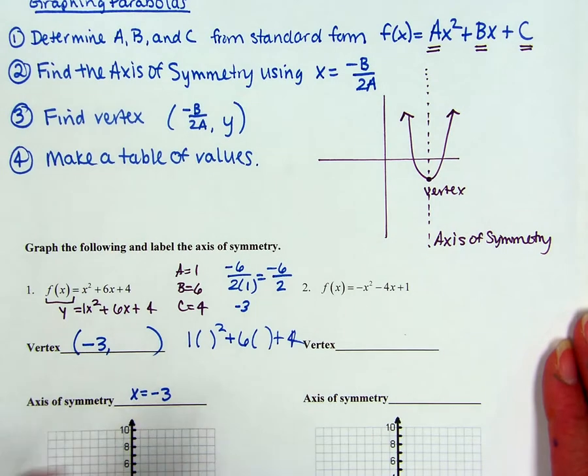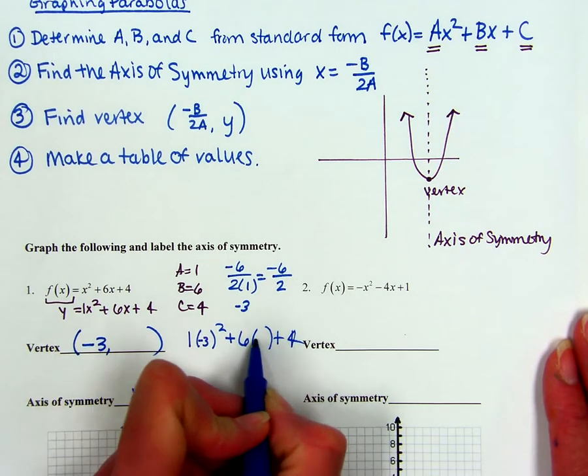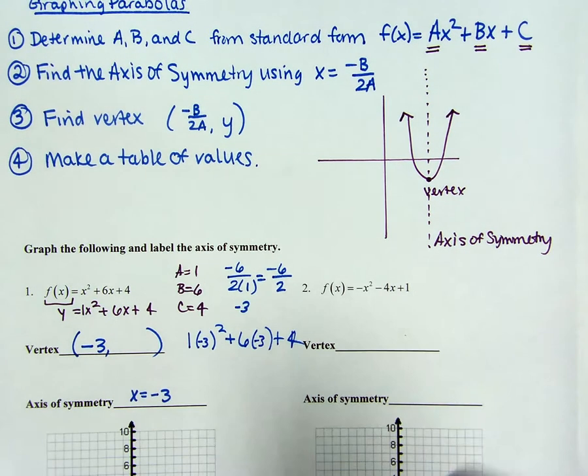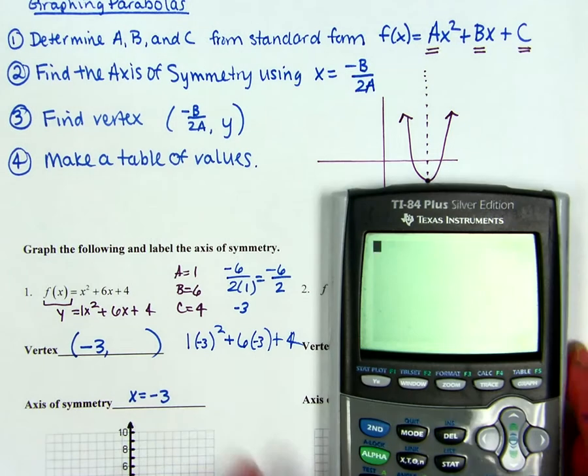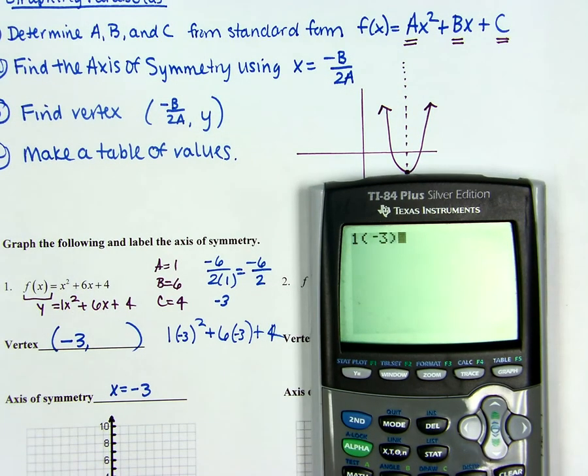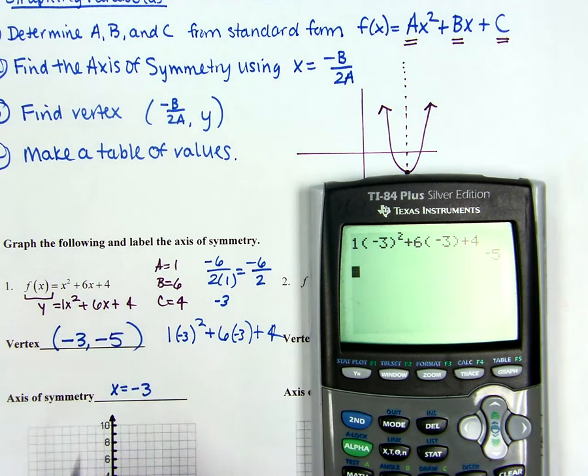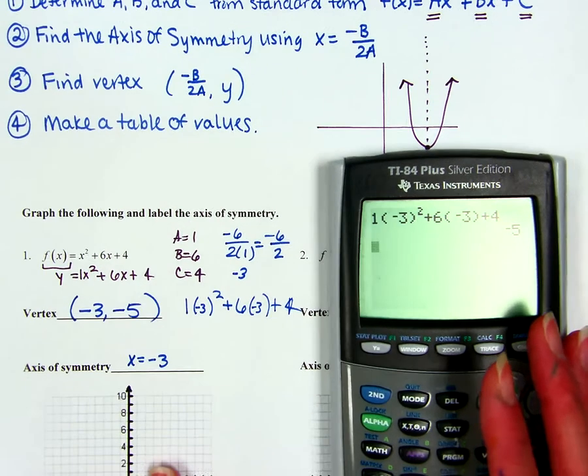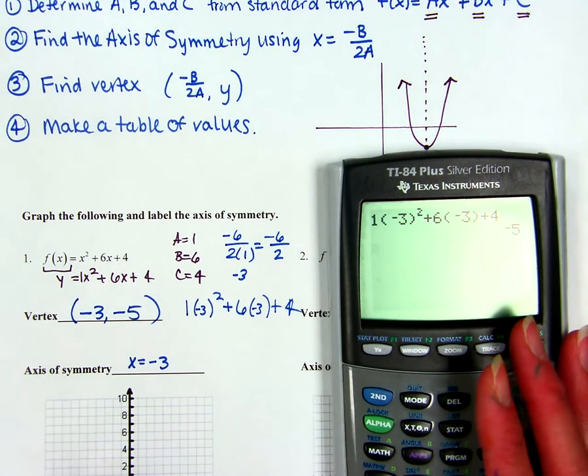Or you could just leave off the 1. But I'm going to substitute in negative 3 here. Make sure you do it in both places that you have an x, and then I'm going to use my calculator. So I have 1 times negative 3 squared plus 6 times negative 3 plus 4. All right, that gives me negative 5. So I've determined that my vertex is at negative 3, negative 5.